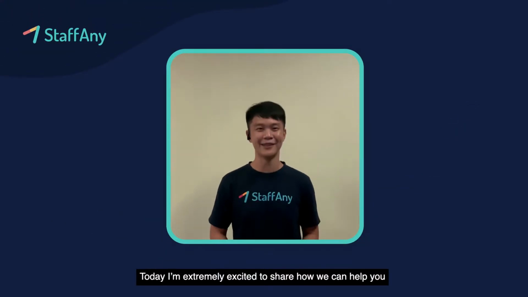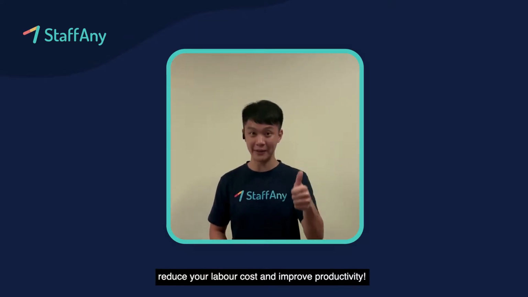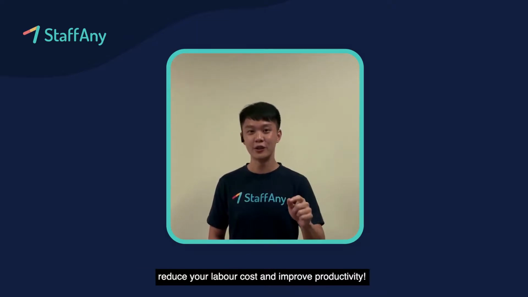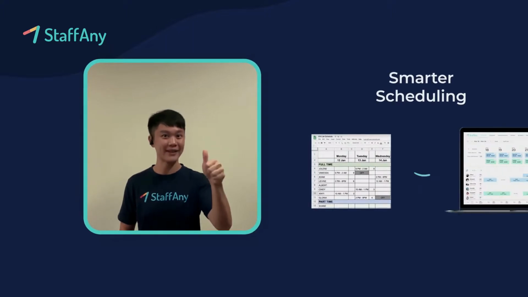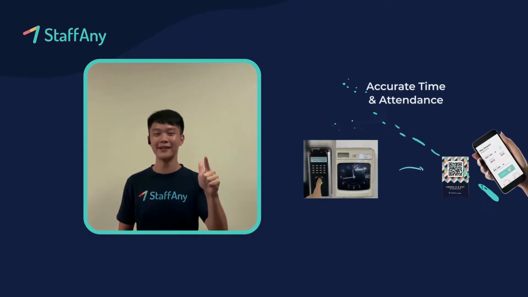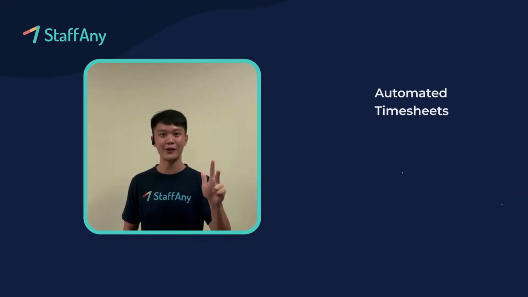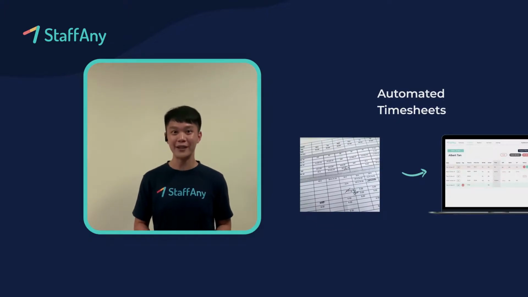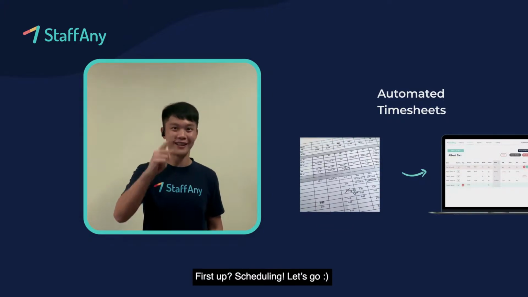Today I'm extremely excited to share with you how we can help you reduce labor costs and improve productivity through three key components: smarter scheduling, more accurate time attendance, and a more automated timesheet consolidation tool. With this, first up, we have scheduling. Let's go!